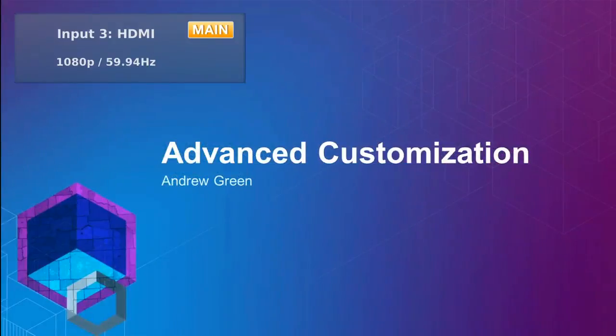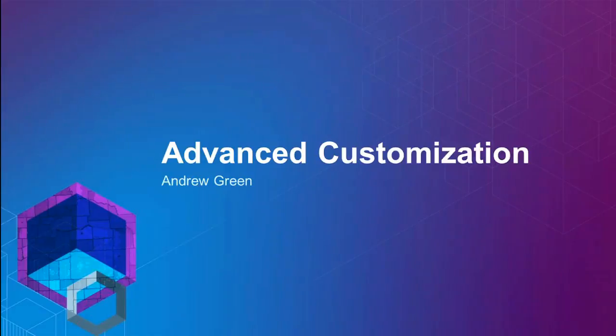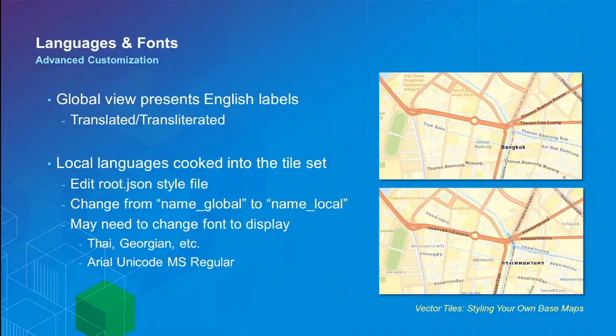Okay, a little bit of some more advanced customization, or what we like to call advanced customization. Some languages and fonts. So our base maps present English labels in our base map. They may be transliterated, they may be translated, but for the most part, they're English labels. What we're doing with our vector tile base maps is that we're also cooking local languages into the tile set.